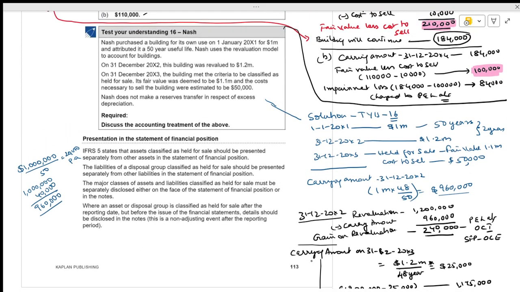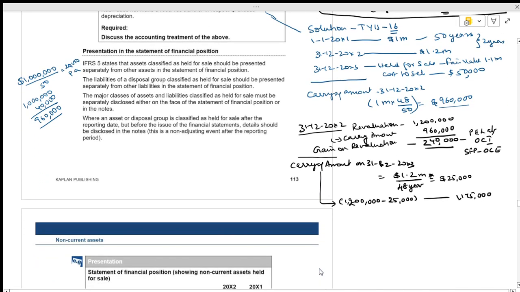They said that on 31st December 2003, the value is how much? 1.1, and cost to sell is how much? Cost to sell is 50,000. Is it right? Cost to sell is 50,000. What is the carrying amount? Carrying amount is, this is all it takes into consideration. Carrying amount is 1,175.